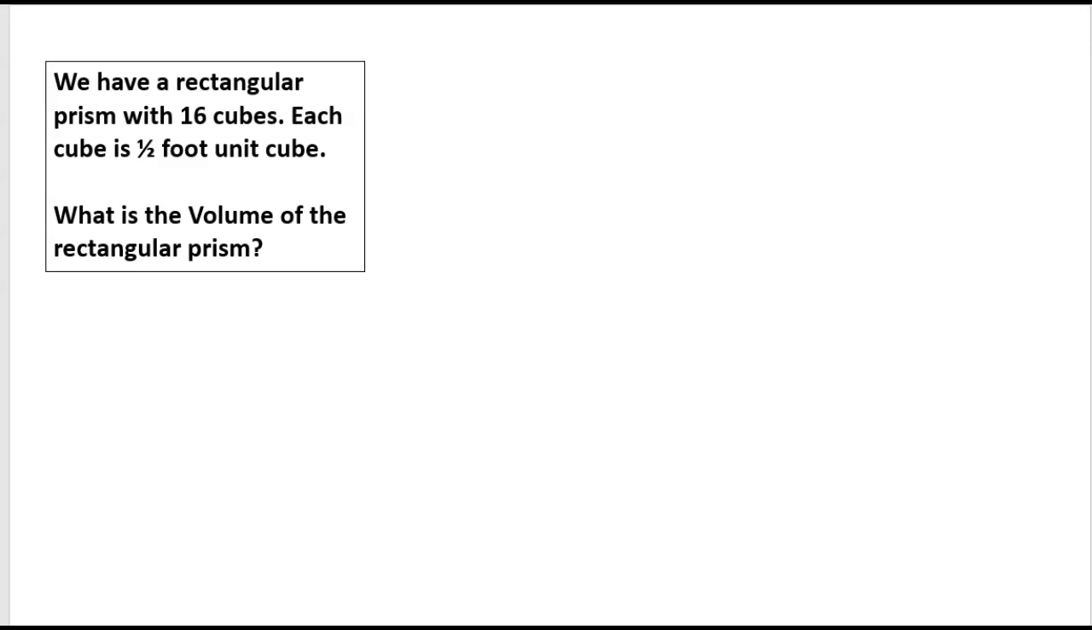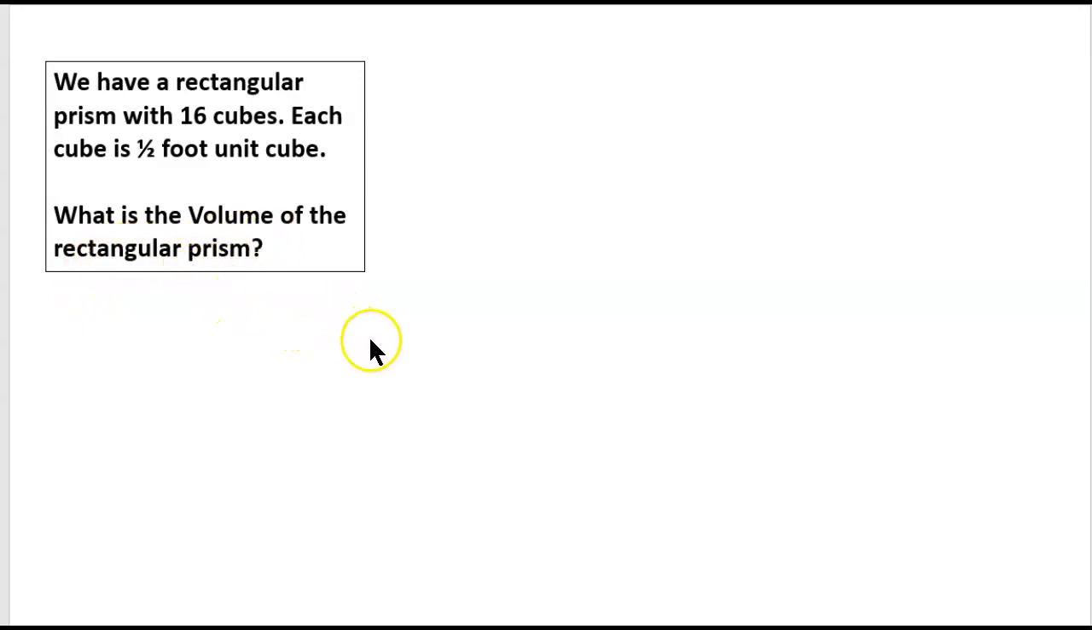We have a rectangular prism. No, we don't. I don't see a rectangular prism. Okay, just hang in there. We're getting there, okay? We have a rectangular prism with 16 cubes. No, we don't. I don't see 16 cubes. Okay, just hold on, will you? Each cube is a half a foot unit cube. What the heck does that mean? Okay, hang on again. What is the volume of the rectangular prism?